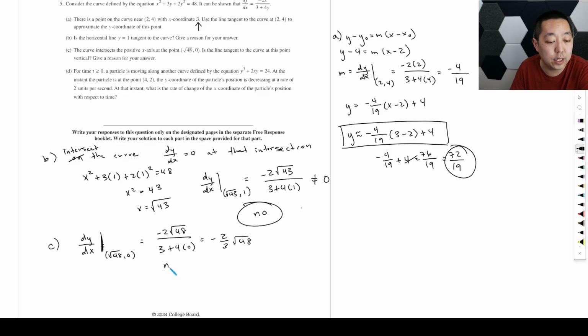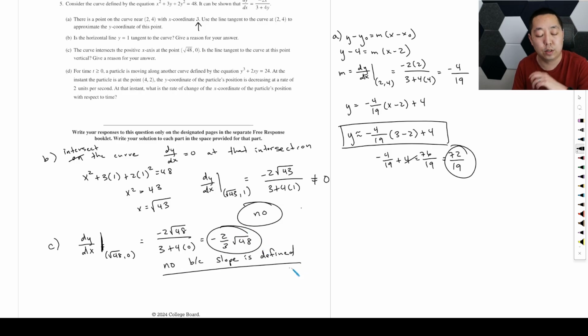And this is a defined slope. So again, no, it's not vertical because the slope is defined, right? And specifically, the slope is this guy right here. So no, it's not a vertical tangent line, because otherwise the slope would have to be undefined for vertical tangent lines.